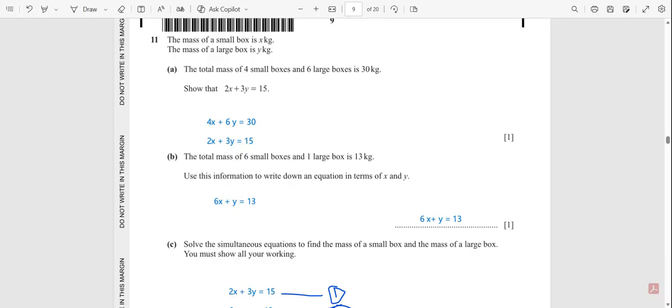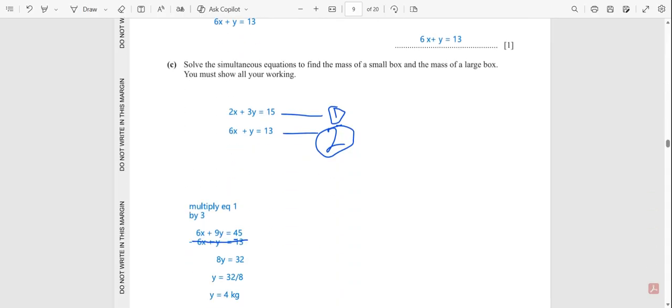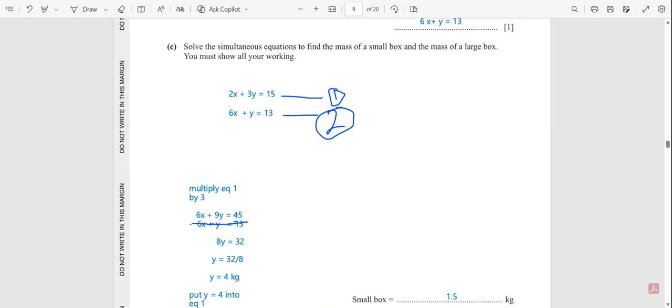The total mass of 6 small boxes and 1 large box is 13 kg. Use this information to write down an equation in terms of x and y. So I get 6x plus y is 13. Now solve the simultaneous equations to find the mass of a small box and the mass of a large box. You must show all your working.